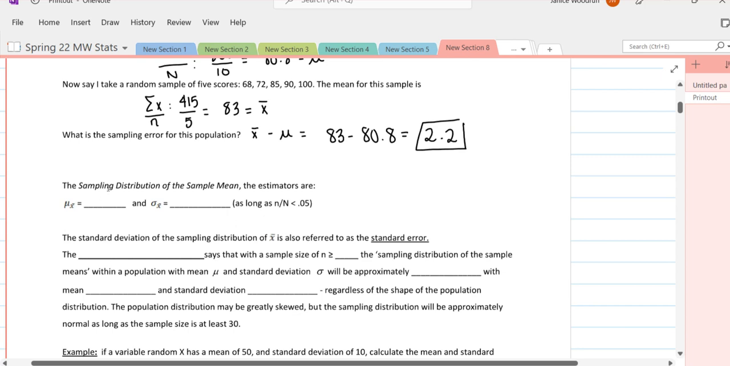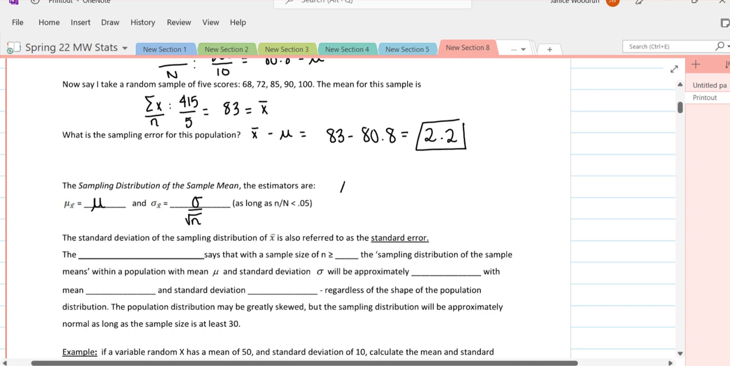Okay, so we have some estimators here. You have the mean of x bar, so the mean of the sample. When we are doing sampling distributions, we are going to say that the sample mean is assumed to be equal to the population mean. But the standard deviation will change for a sample. It will be the population standard deviation divided by the square root of the sample size. So n being the sample size.